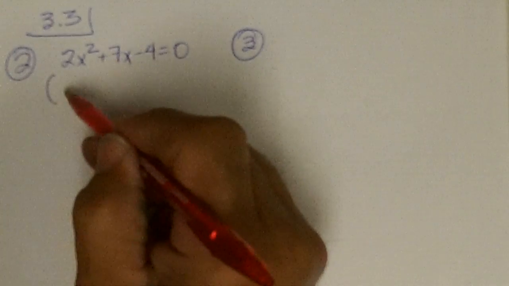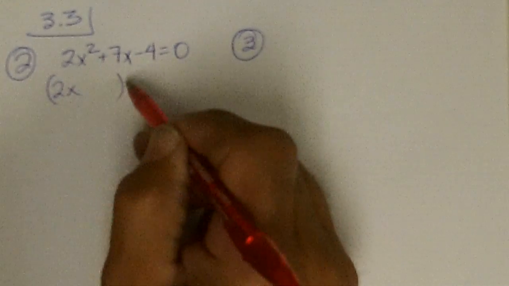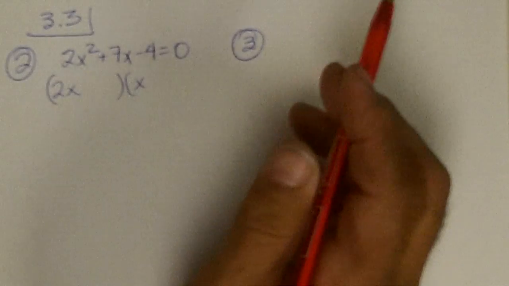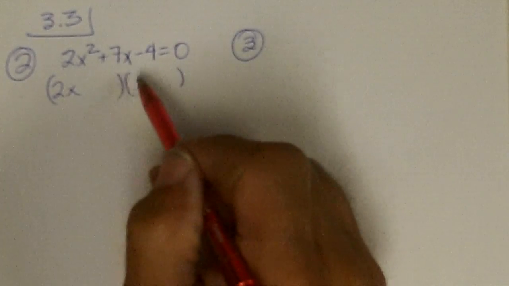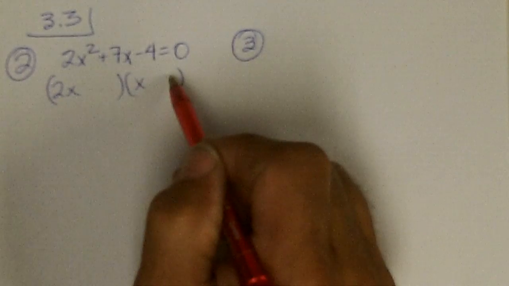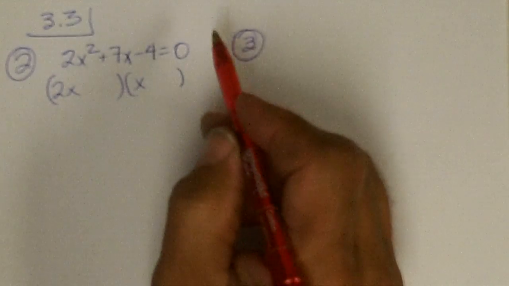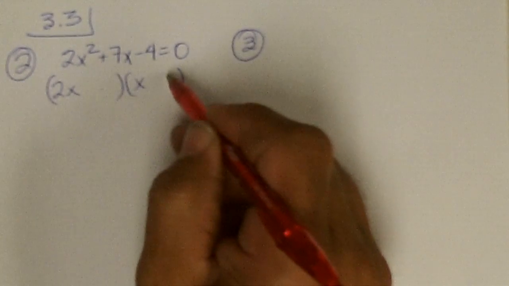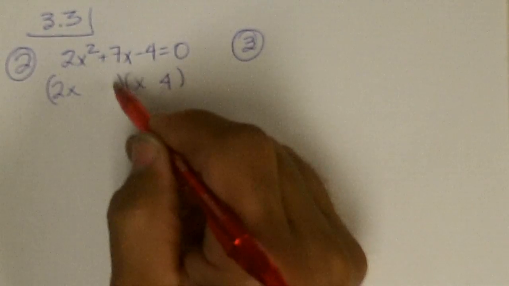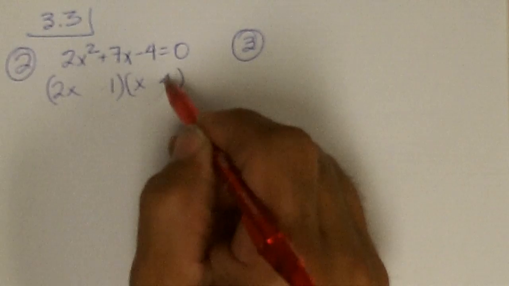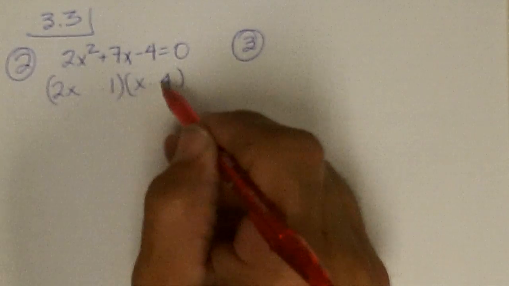We could try factoring. That would be 2x times x would make 2x squared. And to multiply to be negative 4, it could be 2 and negative 2, or negative 2 and 2, or 1 and 4, vice versa. I think it's going to be 4 over here, because that would make 8, and 1. 1 times 4 is 4, and I need to make one of these negative.